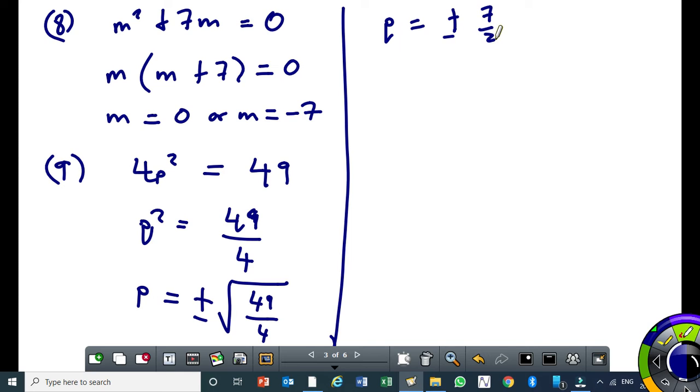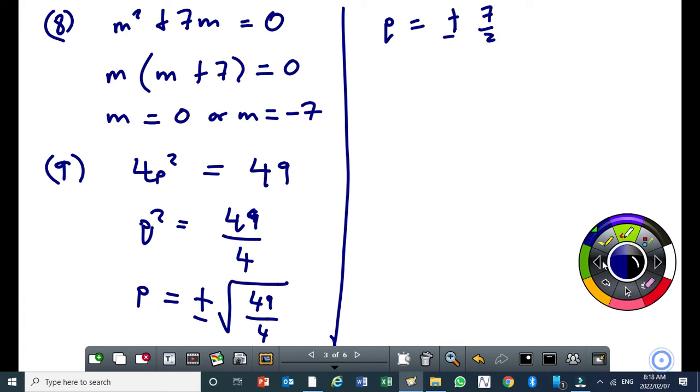So you can read it like that: p equal to plus or minus 7 over 2. It means there are two solutions for p. Now, this is more like method 1. So let me just indicate here that this would be method 1.